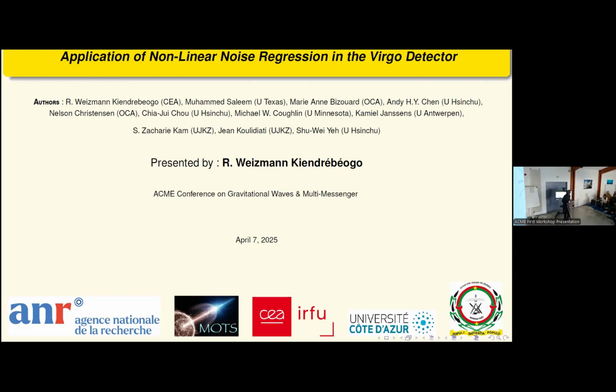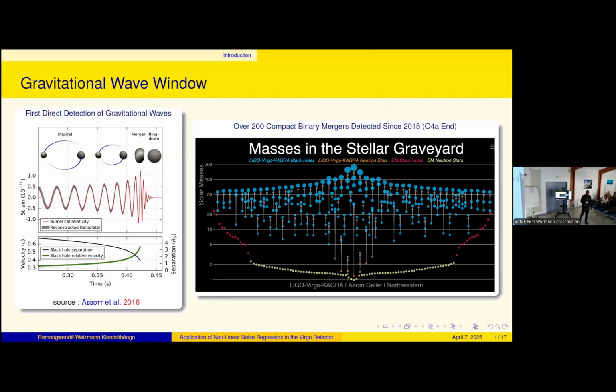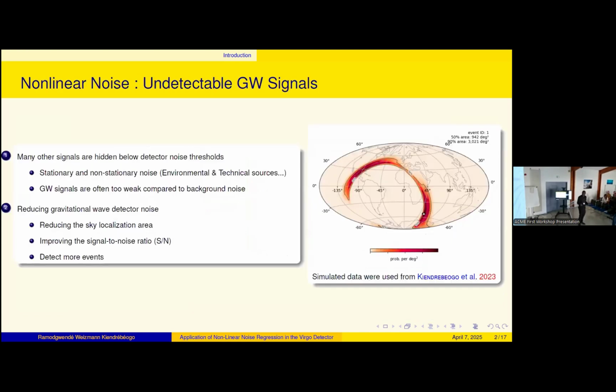Okay, I'm going to share with you our work on Virgo data denoising using DeepClean. Let's start. Since the first gravitational wave detection from a binary merger, over 200 similar events have been detected. But many more events remain undetected because the signals are below the surface of the noise. They could be detected if we can manage to reduce that noise.